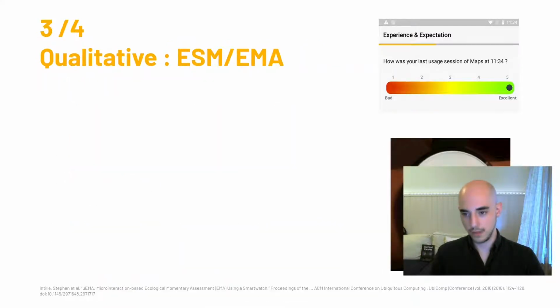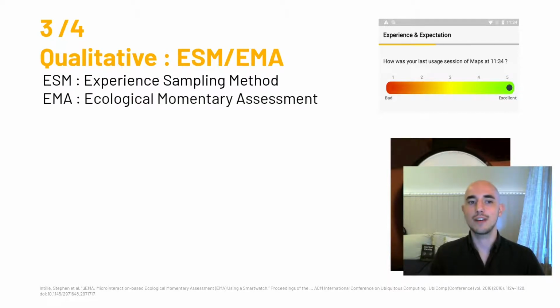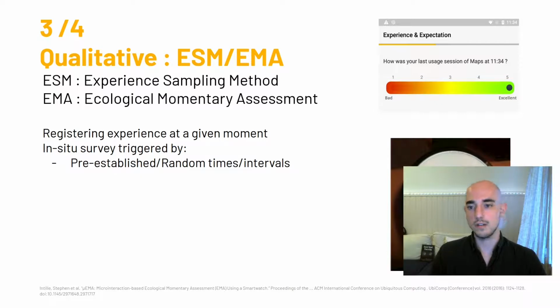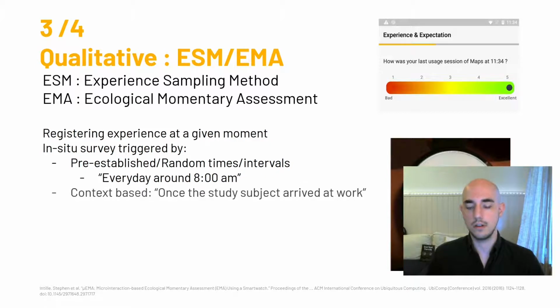This other tool that we're using is called ESM-EMA. ESM for Experience Sampling Method and EMA for Ecological Momentary Assessment, which are basically surveys, questionnaires in context. Usually they are triggered automatically. They can be triggered by time or time interval, every day around 8, or context-based, meaning that they will rise so the user can feel it.